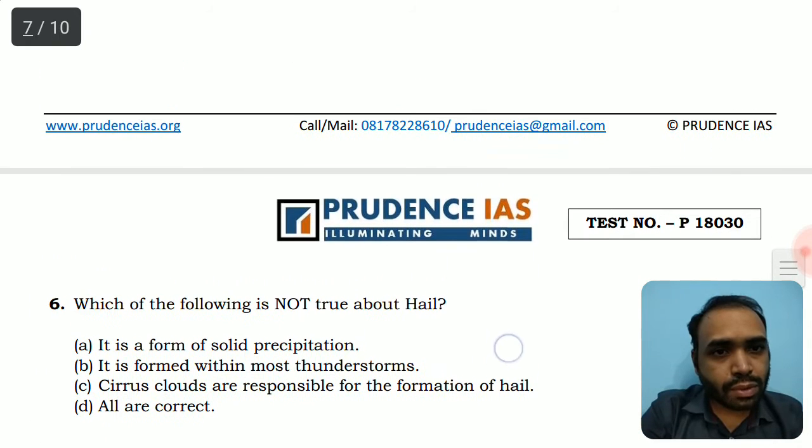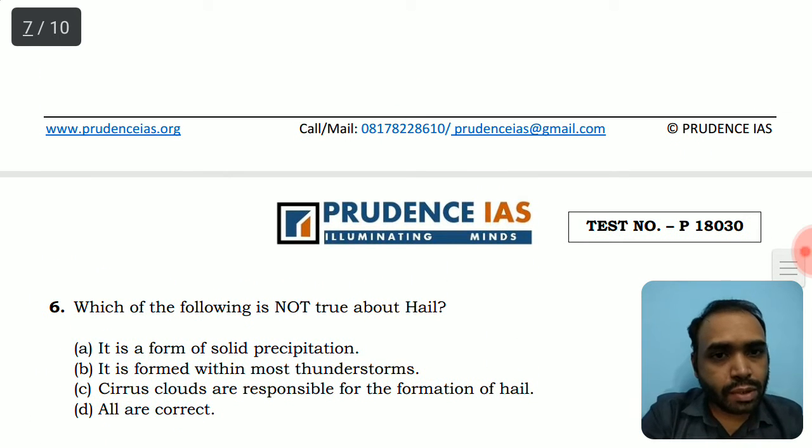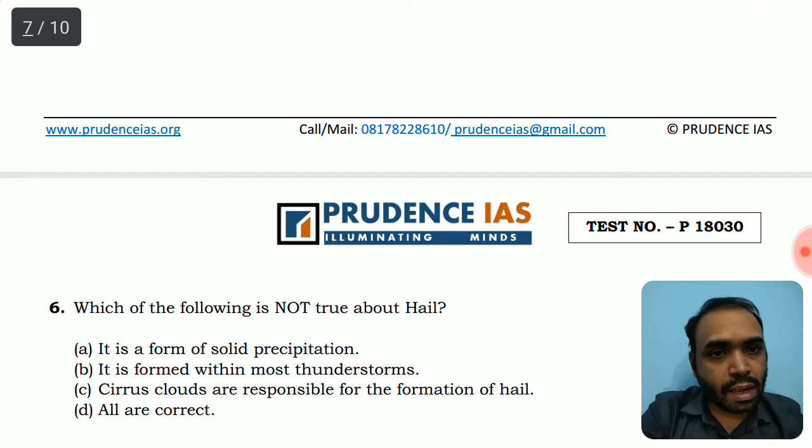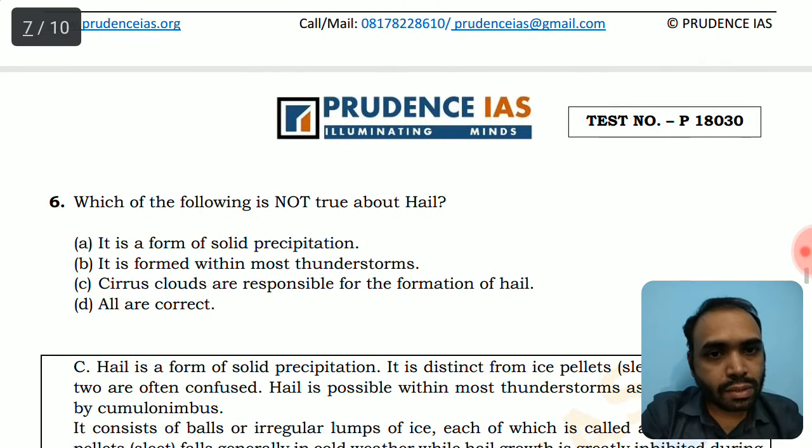So let's move on to question number 6. Which of the following is not true about the hailstorm? It is a form of solid precipitation. Yes, this is correct. It is formed within most thunderstorms. Yes, hail formation is when there is a sudden solid precipitation. Cumulonimbus clouds are responsible, not the cirrus clouds. So the third option is wrong. All are correct is not correct.